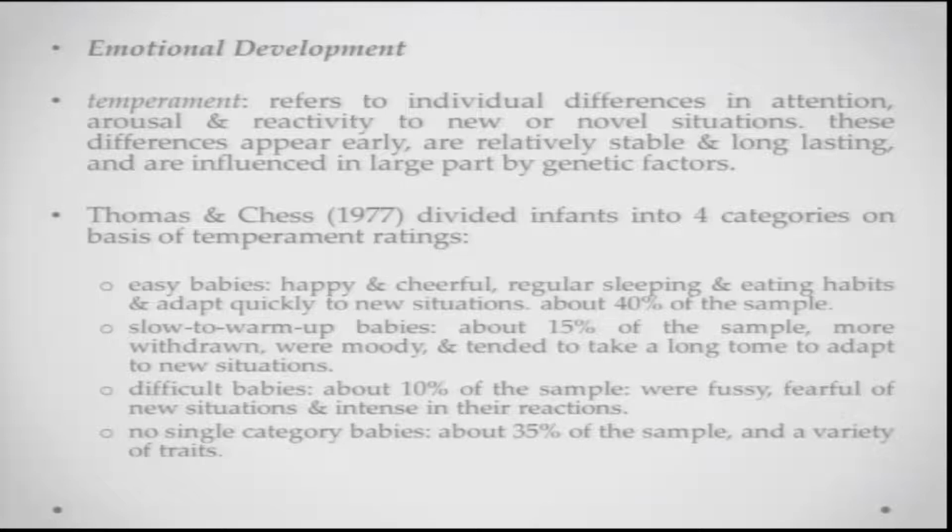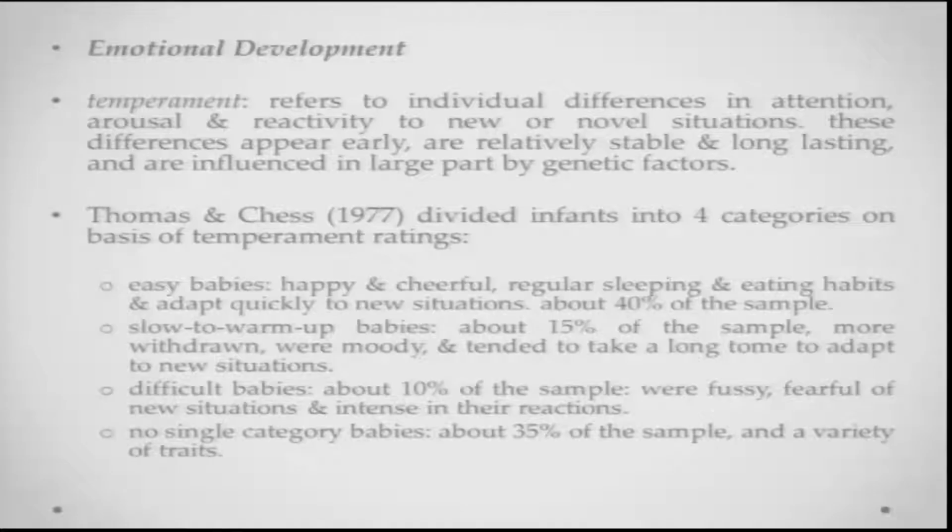Let us talk a little bit about the emotional development of the individual. Emotional development has aspects of both nature and nurture. One of the aspects that is more biologically predetermined is temperament. Temperament refers to individual differences in attention, arousal, and reactivity to new or novel situations. These differences start appearing very early when the child is just born, and they are relatively stable and long lasting. Suppose there is a finicky, very unhappy, difficult-to-handle child; it is highly probable that part of these characteristics will continue throughout the child's life. So this is the biological aspect of emotional development.